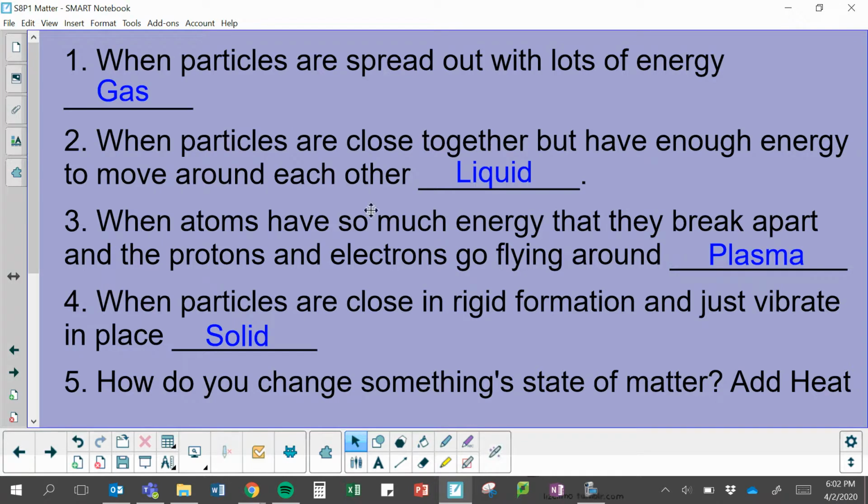Number three, when atoms have so much energy that they break apart and the protons and electrons go flying, that's a plasma. And number four, when particles are close and rigid in formation and just vibrate in place, that is a solid. And I guess I didn't have number five on the last one. How do you change a state of matter of something? You can add heat or change the temperature.